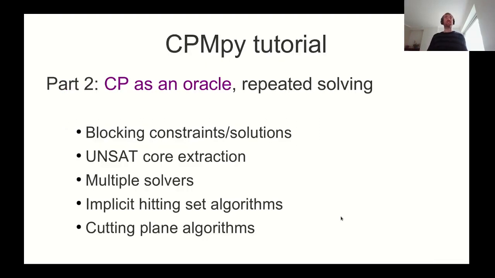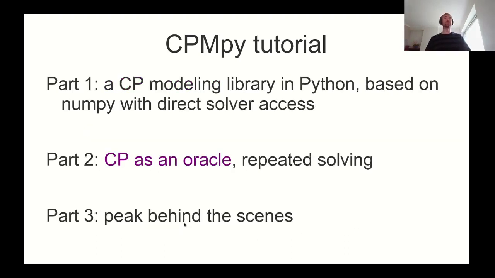All right. So in part 2, we saw that we can use CP as an oracle, and we saw how to do blocking constraints and set core extraction, use multiple solvers at the same time, implicit hitting set algorithms, cutting planes, integration with machine learning, and so forth. Now, in the last part of this tutorial, this is part 3 of the CPMpy tutorial, we'll have a quick look behind the scenes at how it is implemented.